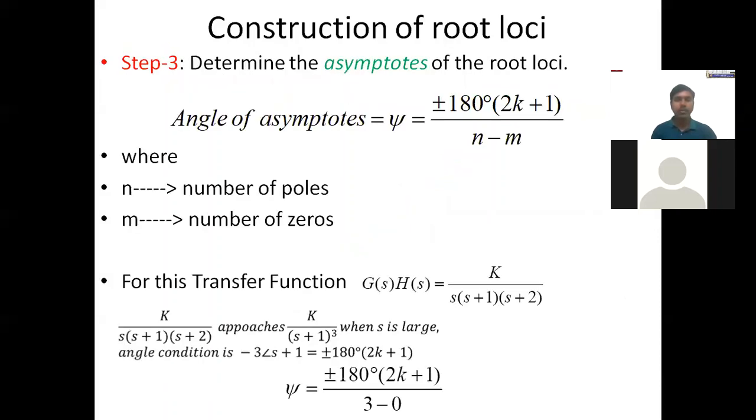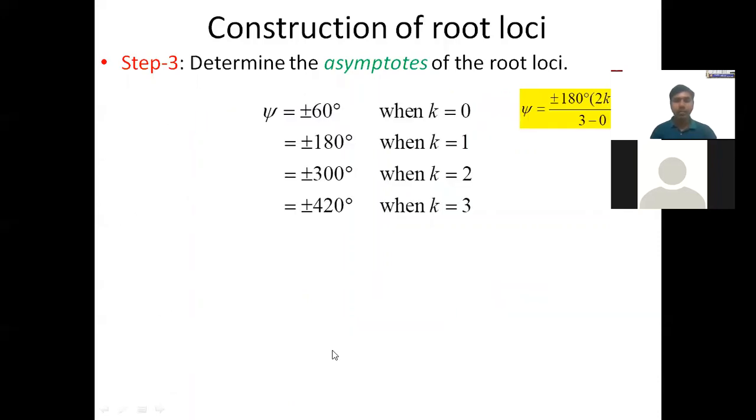These asymptotes are found by using this formula, plus or minus 180 degrees into (2k plus 1) by (n minus m), where n is the number of poles and m is the number of zeros. For this example, after applying the formula, we have plus or minus 60 degrees, plus or minus 180 degrees, plus or minus 300 degrees, plus or minus 240 degrees, and so on. But here plus or minus 240 degrees is nothing but plus or minus 60 degrees. Therefore, the first three values are enough for drawing the asymptotes on the root locus.